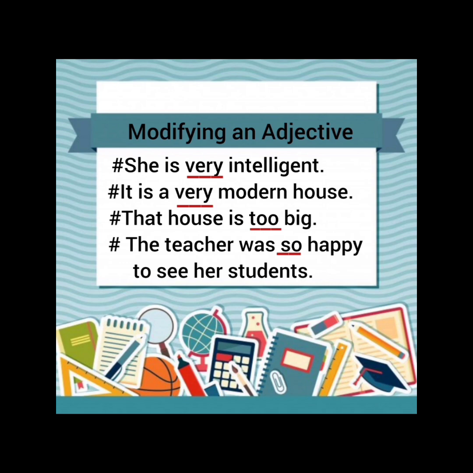That house is too big. Again, big is your adjective here and too is used to modify this adjective big. The teacher was so happy to see her students. This sentence could be: the teacher was happy to see her students. Now, in so happy, so is used as an adverb here because it is used to enhance or add something more to the quality of an adjective within a sentence. So that's how adverbs modify adjectives within writings.